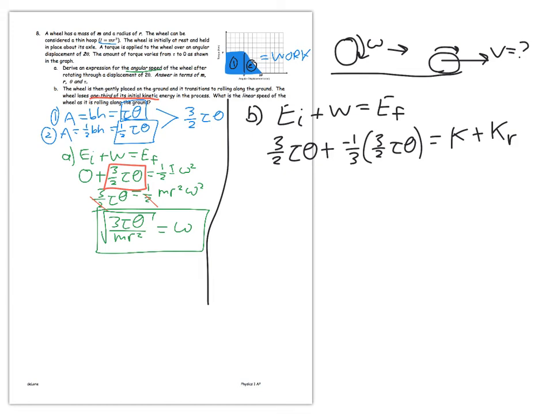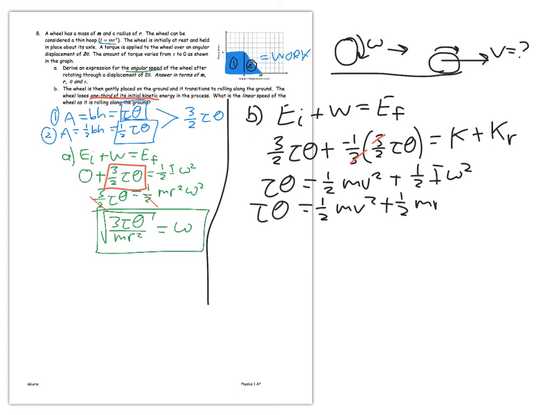So on this left side of the equation, 3/2 tau theta minus 1/3 times 3/2 tau theta, that's really just minus 1/2 tau theta, gives us tau theta as our initial energy. Afterwards, we have kinetic, so 1/2 mv squared plus 1/2 I omega squared. Here we are going to make two important substitutions. The first is we're going to substitute in for that moment of inertia. We know it's mr squared for our hoop. And the other is we're going to say that our angular speed is v over r.